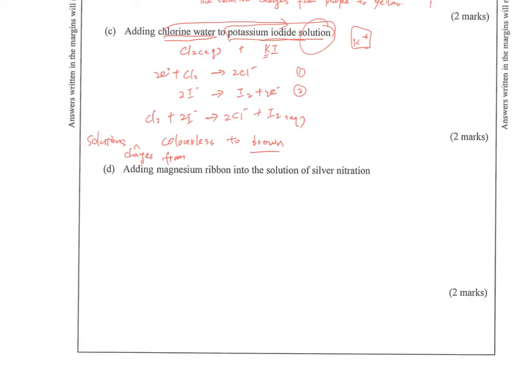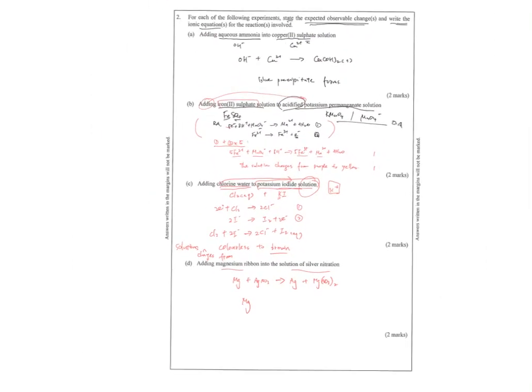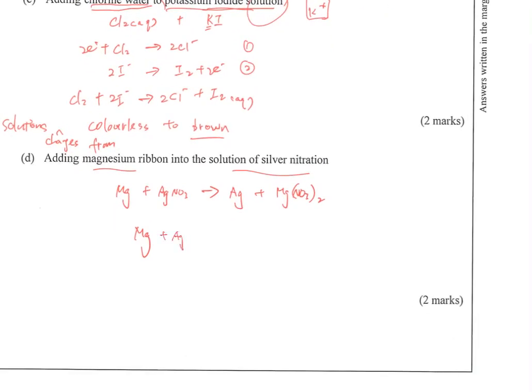Okay, the next question is, we add the magnesium ribbon to the silver nitrate. So actually it's a displacement reaction. So just displace out the Ag and then form back the magnesium nitrate. But the question asks you to write the ionic equation, right? So ionic equation. Can you see that? It says ionic equation here. So we need Mg plus Ag+ shrink to Ag plus Mg2+. So the charge is not balanced now, so we need to balance the charge. Okay, so that's the equation, okay, ionic equation.